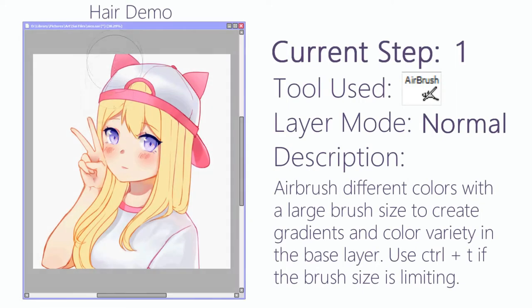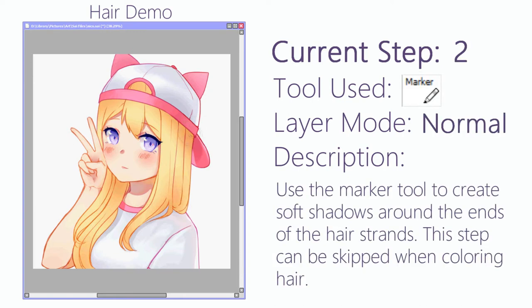Now, let's see how that process works on a different part of the drawing, such as the hair. Step 1 for hair is usually done to create hue variation and not so much precise shadows. If the airbrush tool isn't big enough, feel free to use Ctrl+T to make the airbrush colors larger. This step for hair can be much more subtle or even skipped at times, as most hairstyles lack roundness and can be defined mainly through step 3.